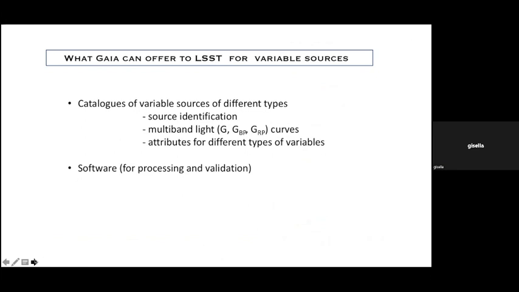classifiers, for instance. And another thing that in the field of variability Gaia can offer is the software for processing and validation of the different types of variable sources, software that has been developed for Gaia, but that can be reused, recycled, adapted for the pipelines that do the classification in LSST. I'll show you a few cases of both types of problems. Let's say catalogs first, and then some software.